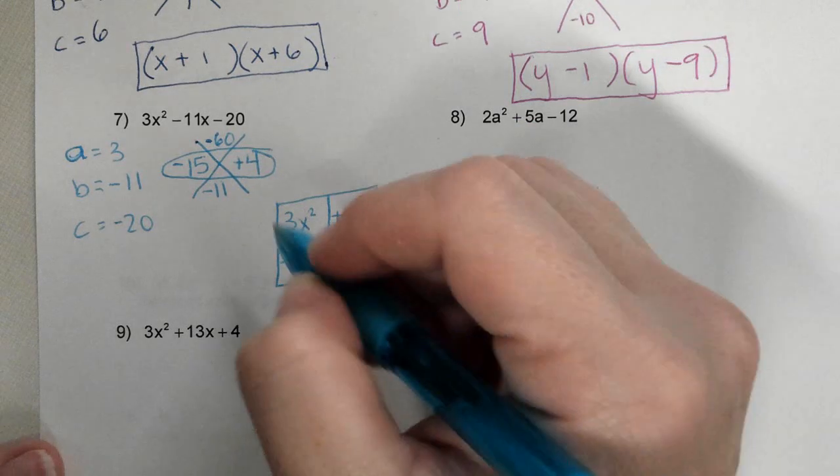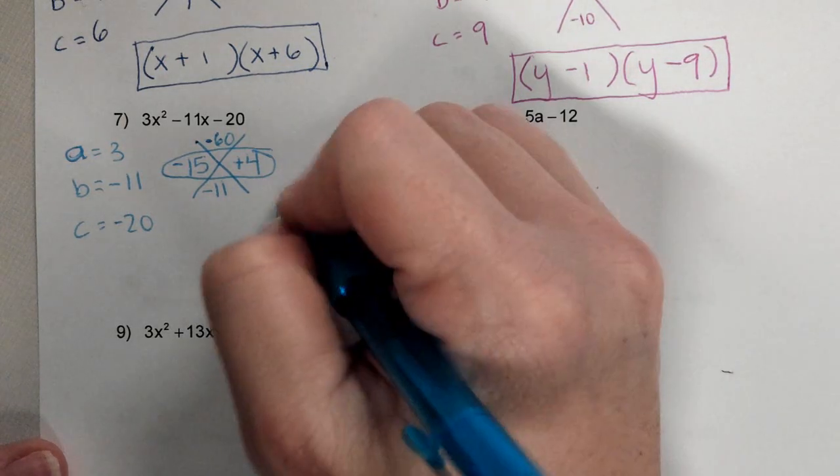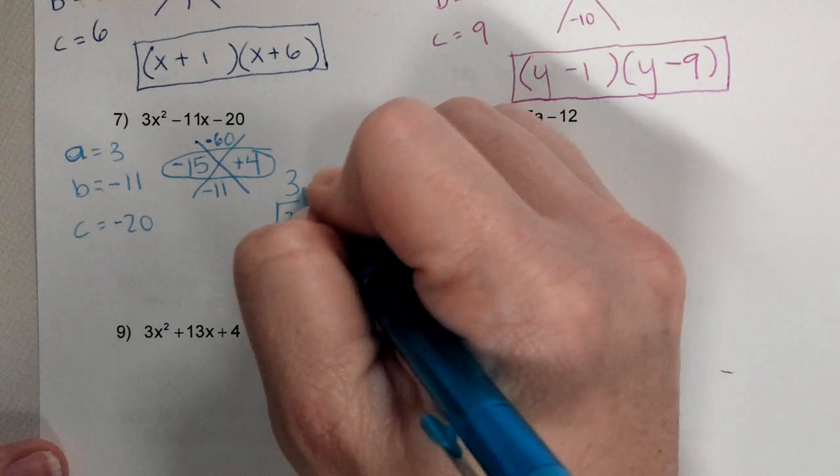So now find GCFs. Well, does 3 go into 15? It does, so 3 is my GCF. They both have an x, so this is x.